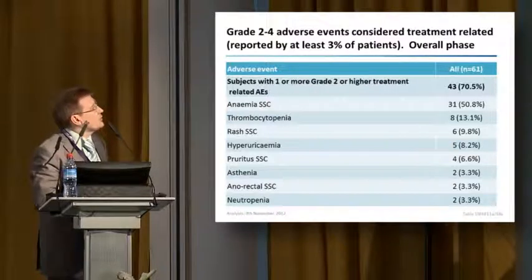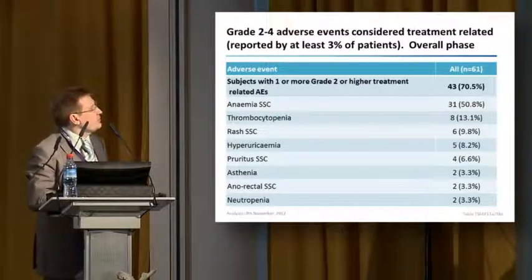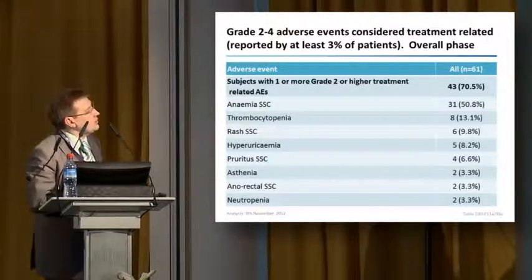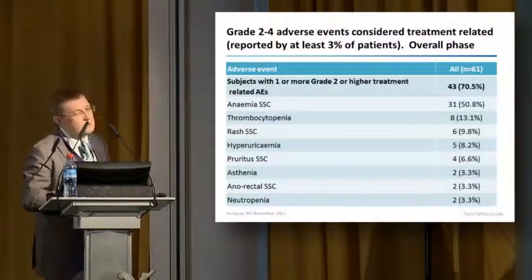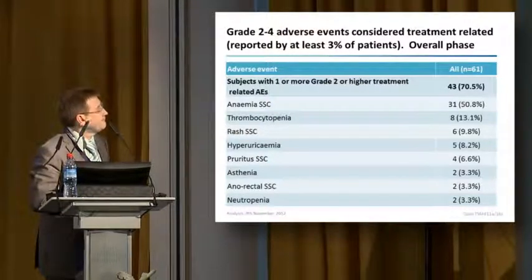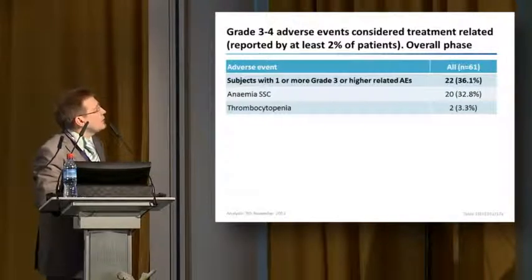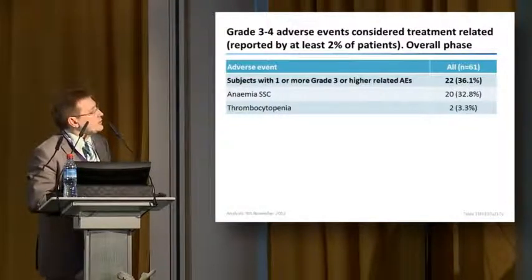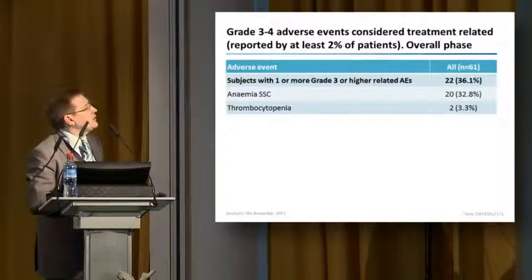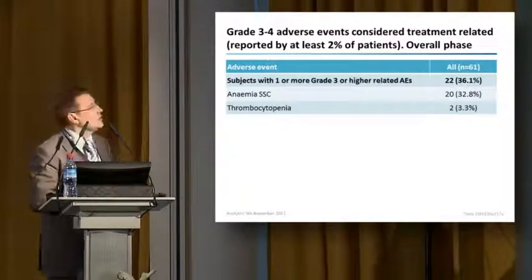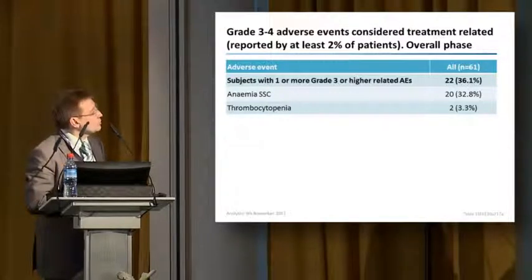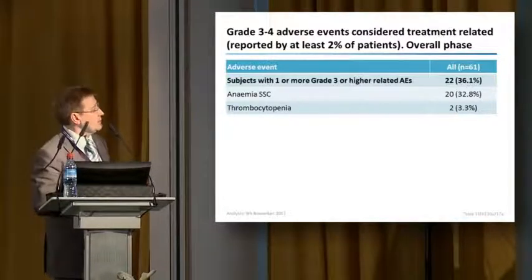The grade 2 to 4 adverse events, more severe, reported by at least 3% of patients. Here you can see the same distribution: the most prevalent anemia, then thrombocytopenia, rash, and neutropenia again is only in 3% of patients. Next slide. Most severe, grade 3-4 adverse events, reported in at least 2% of patients. Every third patient has grade 3 or 4 adverse events, and again, the first and most prevalent was anemia. Every third patient experienced anemia of grade 3 and 4. And thrombocytopenia was noted in such advanced grade only in 3% of patients. Next slide, please.